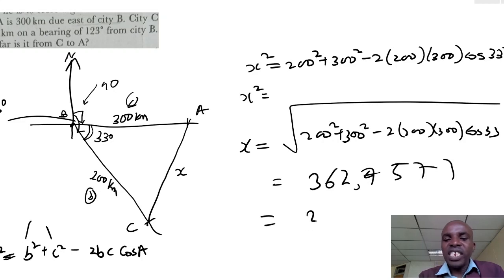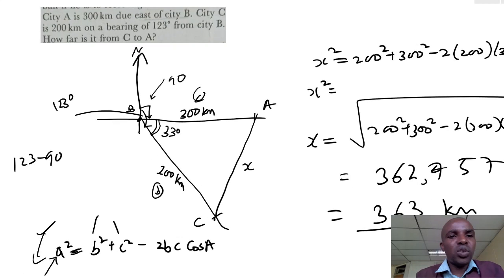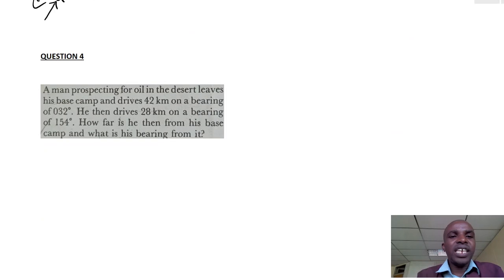0.7577. Then to three significant figures, 0.3 kilometers. So this one will be the distance between C and A.